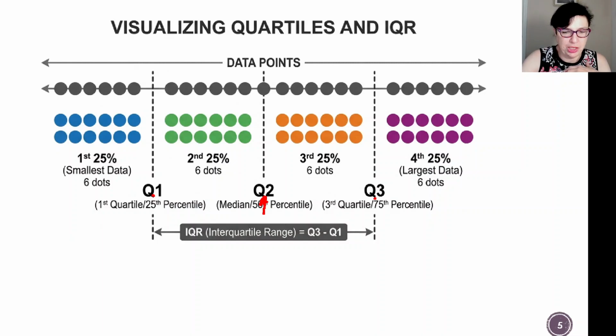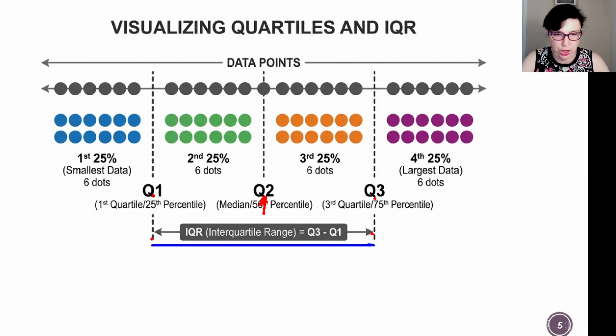Now, the distance between Q1 and Q3, as you can see over here, from here to here, this is called the Interquartile Range. And we're going to abbreviate it as IQR, Interquartile Range. Now, here is where you get your note card that you get ready for the test. And this is what you write on your note card. What is IQR? It's Q3 minus Q1. I never will give it to you.